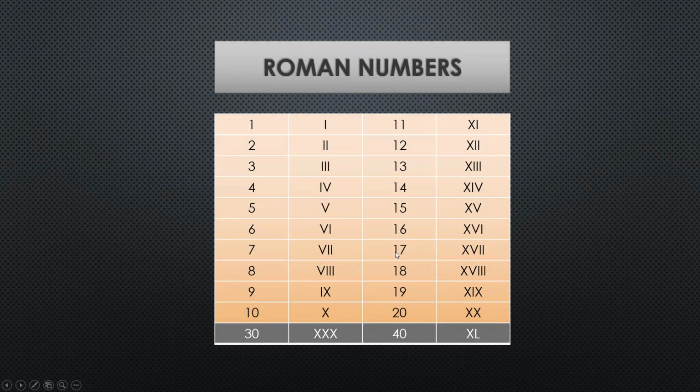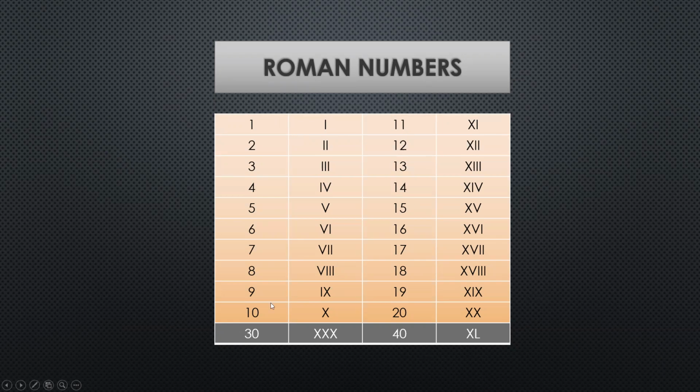Okay, someone write in your classwork copy. 40 means 4 X's? 1, 2, 3, 4? No, 40 means XL, XL. There are 5 symbols you can see: 1, 2, 3, 4, and 5. The fifth one is 500, capital D.